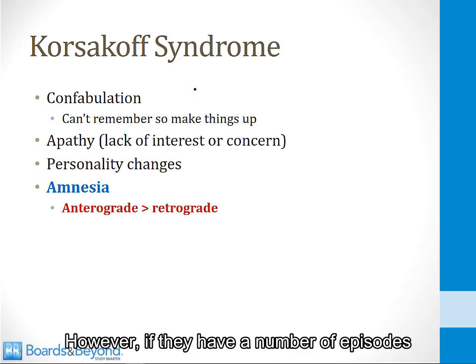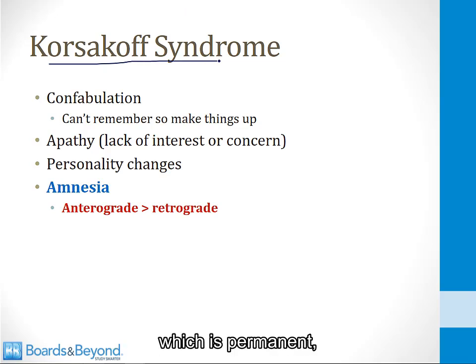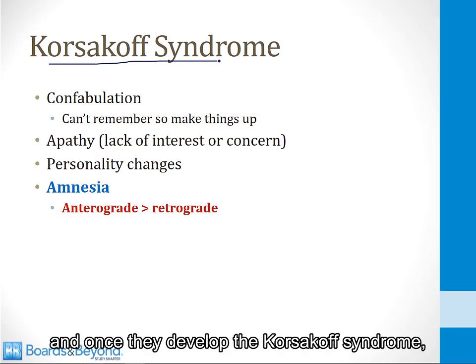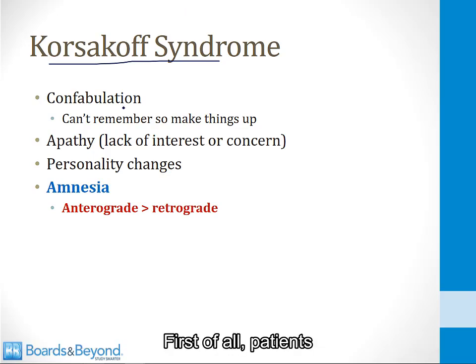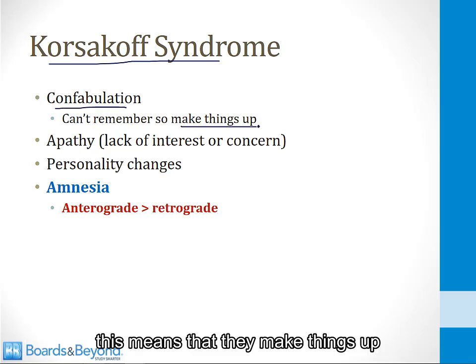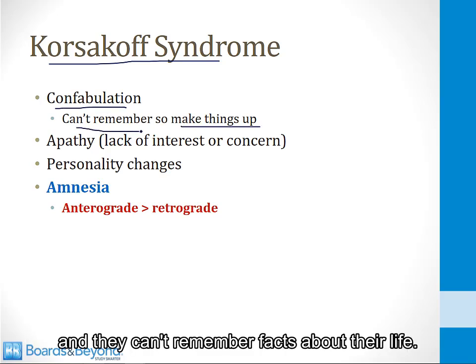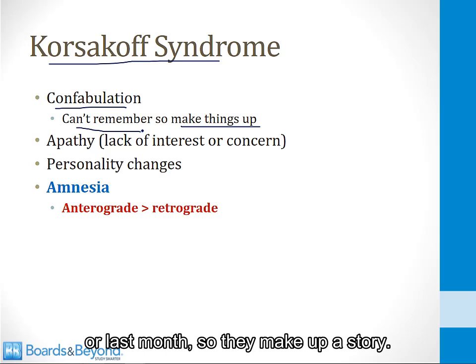However, if they have a number of episodes of Wernicke encephalopathy, they then can potentially develop the Korsakoff syndrome, which is permanent. And once they develop the Korsakoff syndrome, they will have the clinical features shown on this slide. First of all, patients with the Korsakoff syndrome classically confabulate. This means that they make things up because they have amnesia and they can't remember facts about their life. So they don't remember what they did yesterday or last month, so they make up a story.